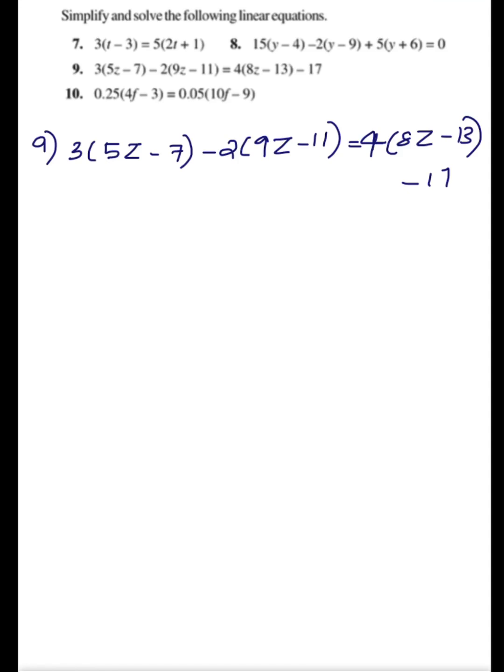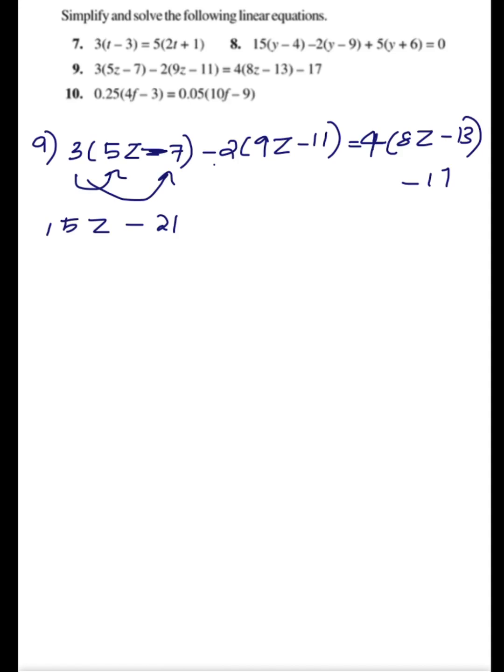Okay. Here also let's open the brackets first. So 3 into 5z. What is 3 into 5z? It's 15z. Okay. Now minus. What is 3 into 7? 3 into 7 is 21.